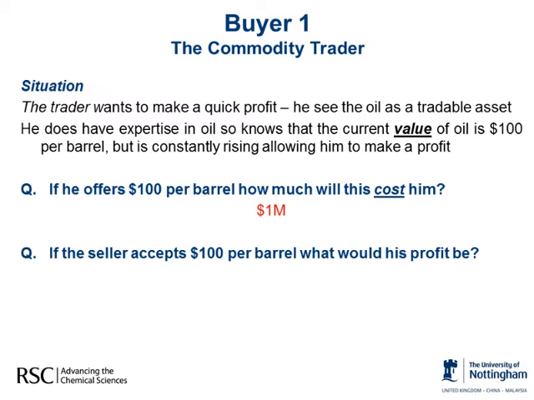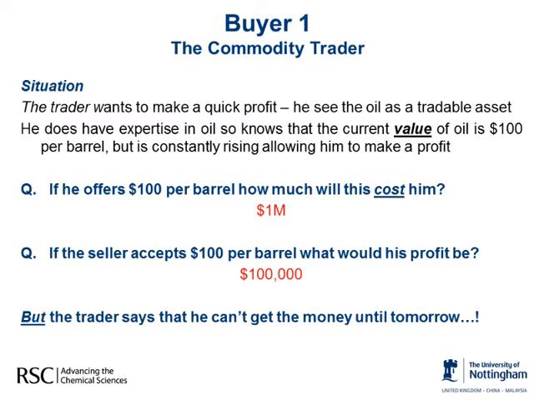If the seller accepts $100 per barrel, what will his profit be? His profit will be $100,000. But the trader says that he can't get the money till tomorrow. Can you think of a way to get round this situation? You could possibly take a deposit, or you could negotiate a percentage of his profits.